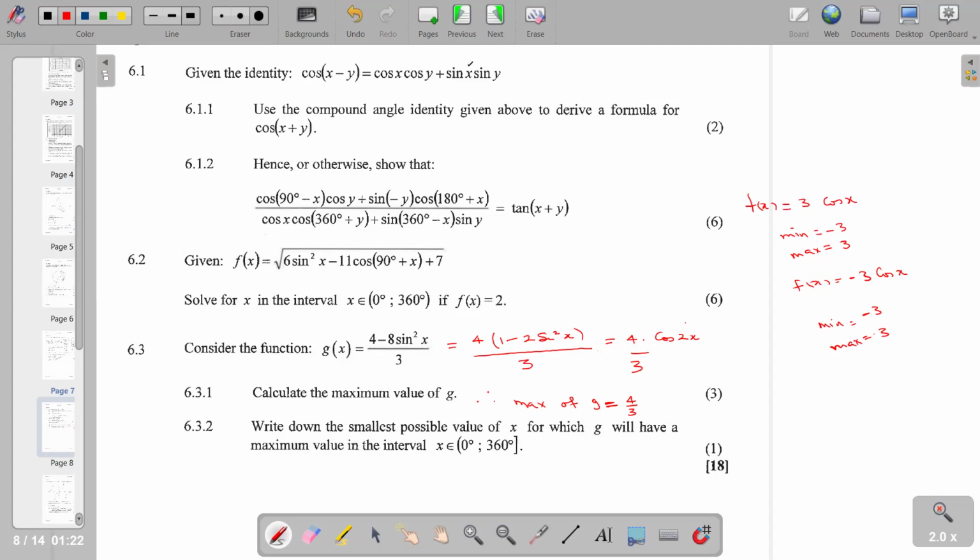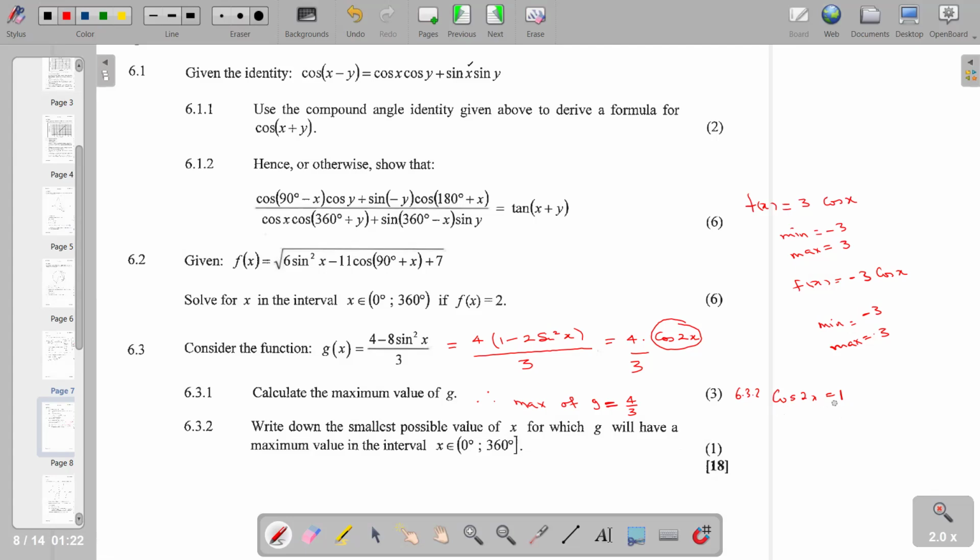So it simply means that, from our simplification, this part must be equal to 1. In other words, on question 6.3.2, it simply means that cos 2x must be equal to 1 for us to have a maximum value. So in some other words, we are solving this equation equal to 1.